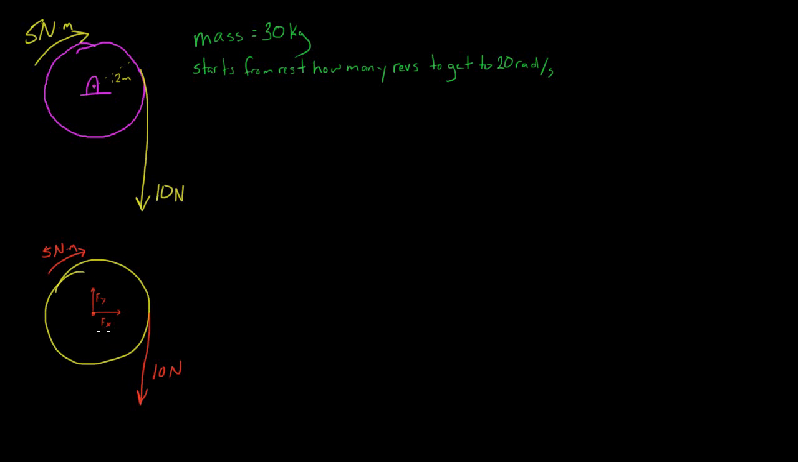And finally, we have to account for the weight. The weight is going to be acting straight down. The disc is uniform, so it's acting straight through the center. And its weight is going to be its mass times gravity, so it's going to be 30 times 9.81. And this is going to be equal to its mass times acceleration.